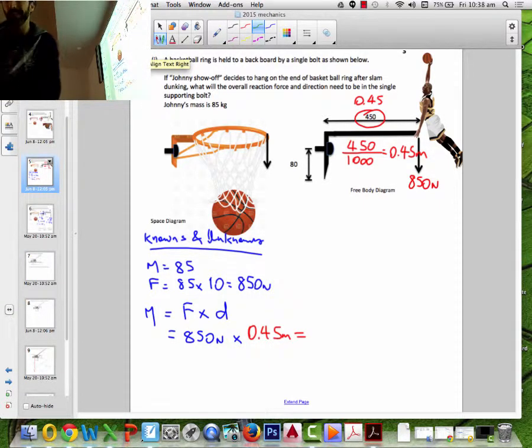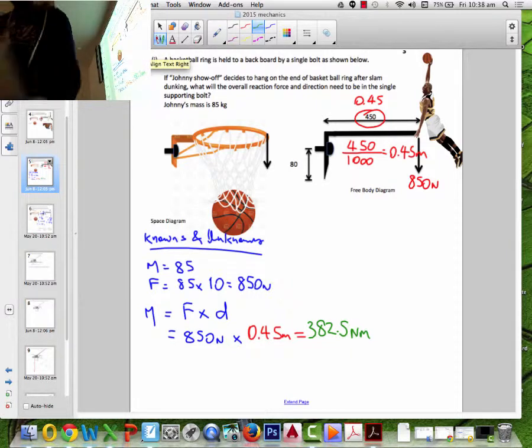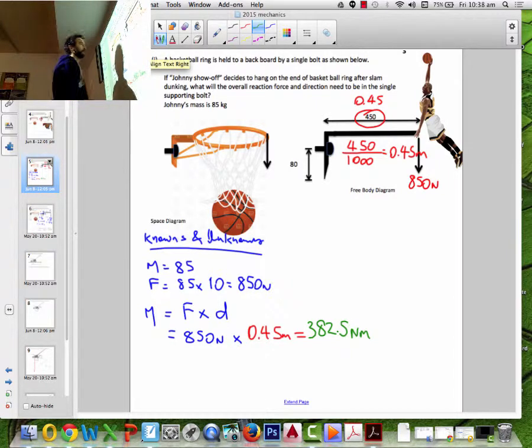So he creates a moment of, let me just do the calculator, 850 times 0.45 is 382.5 newton meters. So that is the moment Johnny, or the basketballer, creates on the basketball ring. To be in equilibrium, the bolt must create a moment equivalent to 382.5 newton meters.